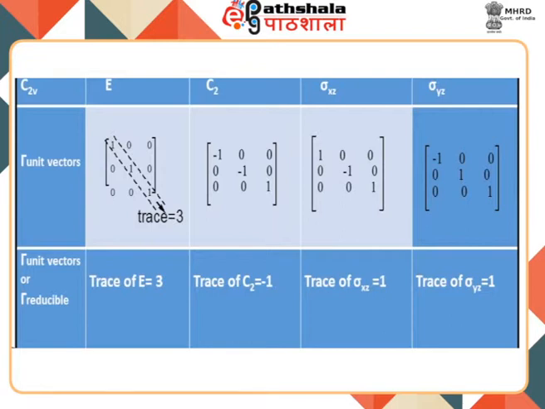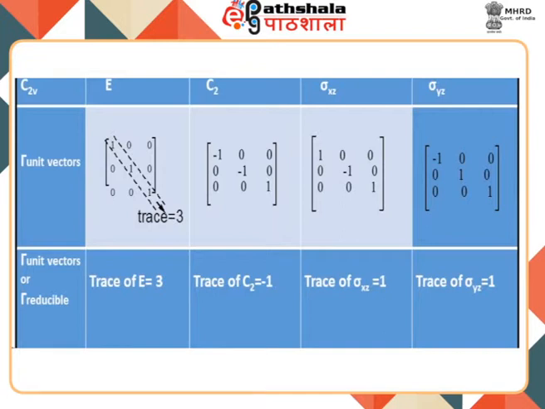Now, what happens if I take the E matrix and sum the diagonal elements? The sum comes out to be 3. The sum of the diagonal elements is known as the trace of the matrix. So, for E we get 3, for C2 we get -1, for sigma xz we get 1, and for sigma yz we get 1. So, the traces are 3, -1, 1 and 1.